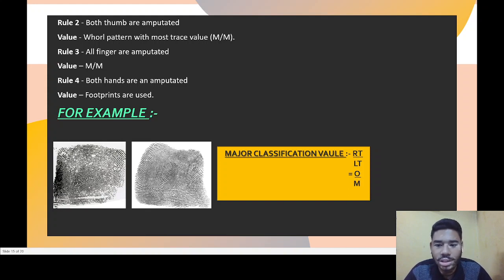Example of major classification is right thumb value has outer loop and left thumb has middle loop.